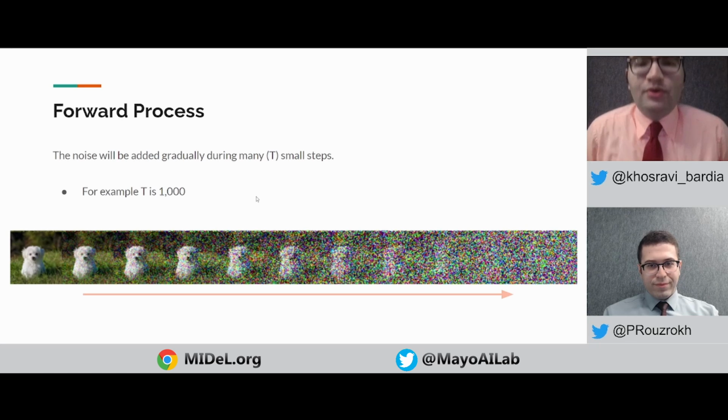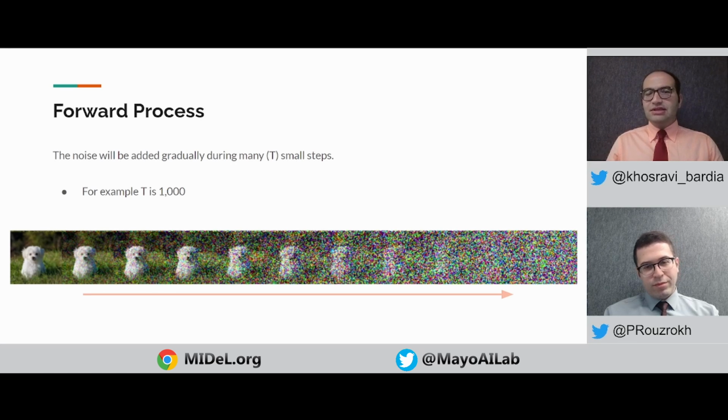Okay, so we say that we want to add noise to our image over T steps, capital T. This T is usually set to 1000 or even more. On the left, there's an image of a dog that's getting noisier and noisier, and on the right, you can only see noise. You can see no trace of a dog in that image. So this is the forward process.